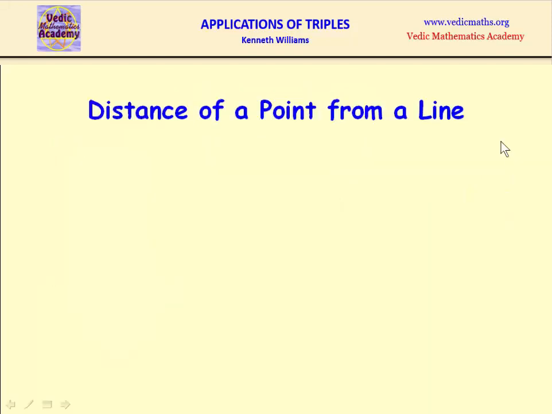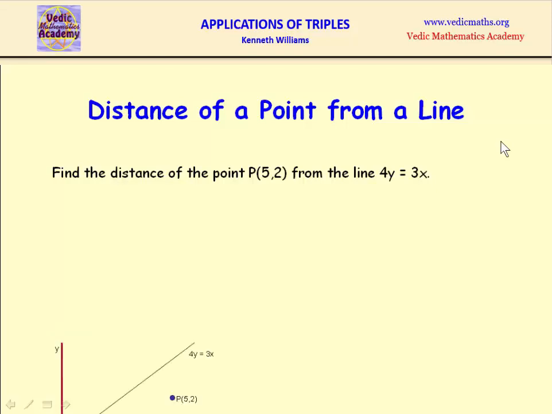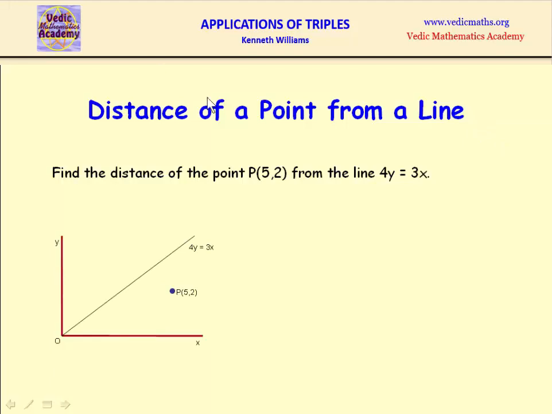So here's another application of triples in finding the distance of a point from a line. Let's take this example. Find the distance of the point P(5, 2) from the line 4y equals 3x. So here we are. This is the point P(5, 2), and this is the line 4y equals 3x. And we're asked to find the distance of that point from that line, which is the perpendicular distance, or shortest distance, which will be the length of that line there. Let's join P to the origin, and let's also drop a perpendicular from P onto the x-axis.